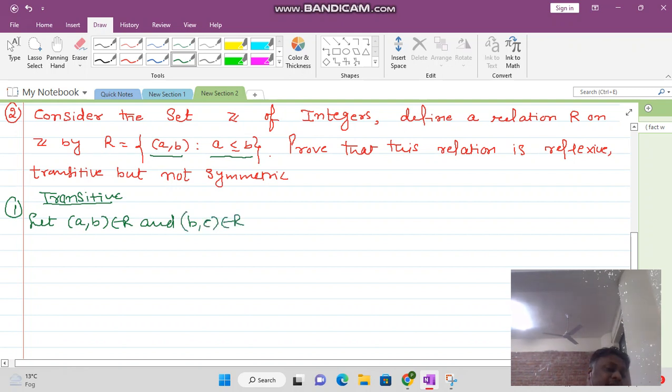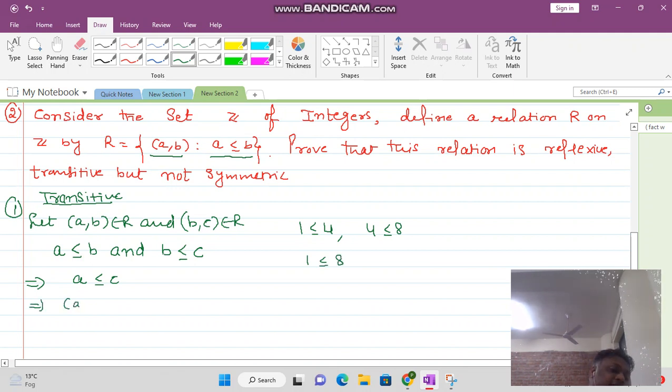So as (a, b) is a member of the relation, it means that a is less than or equal to b, and b is less than or equal to c. So clearly we can say that a is less than c. For example, if 1 is less than 4 and 4 is less than 8, then obviously 1 is less than 8. So it implies that (a, c) is a member of the relation.